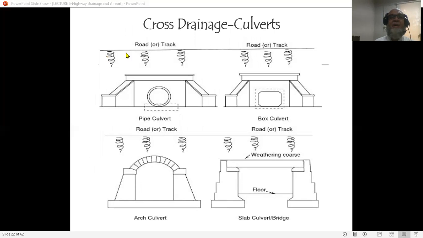These are typical examples of cross drainage work. We have a pipe culvert. So this is a structure and the water is allowed through the pipe. Another way is to have a box culvert. There is an arch culvert. Now this whole section will allow water to pass. And there is a slab bridge in which you will allow water from the side. Depending upon the capacity, we can have these cross drainage works.